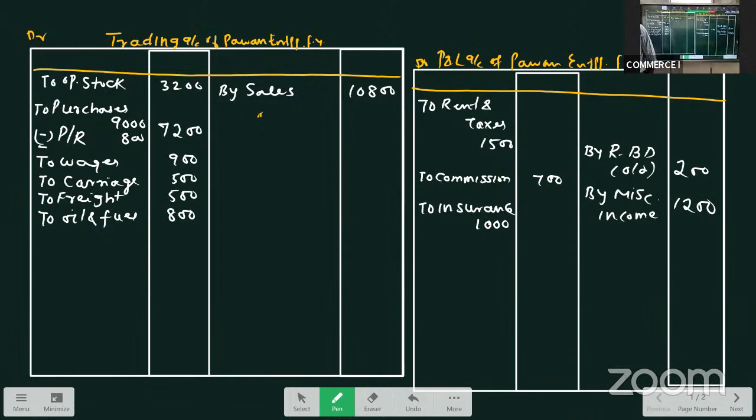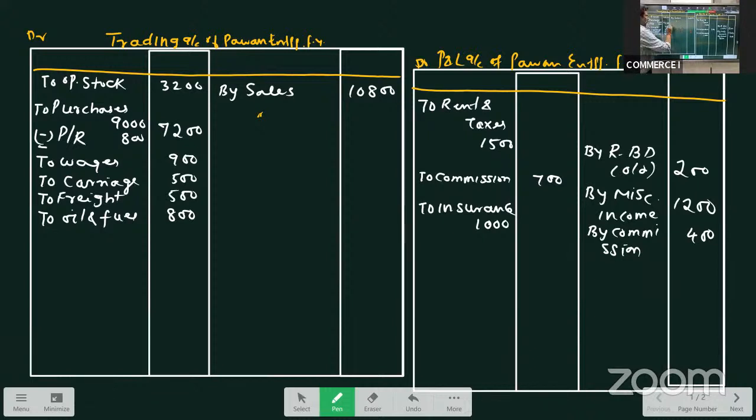Then again we have commission. Commission, you see, was given on the debit side as well as the credit side. The one we have taken on the debit side is commission paid, and the one I am taking on the credit side is commission received. If commission is received, we take it on the credit side. If commission is paid, we take it on the debit side. Okay, done. Now, trial balance items I have taken. Now let us come to the adjustments.